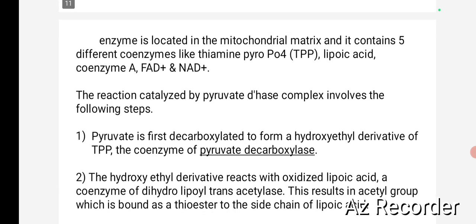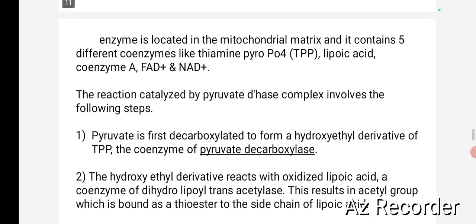The enzyme is located in the mitochondrial matrix and it contains 5 different coenzymes: thiamine pyrophosphate, TPP, lipoic acid, coenzyme A, FAD, and NAD+. The reaction catalyzed by the pyruvate dehydrogenase complex involves the following steps.